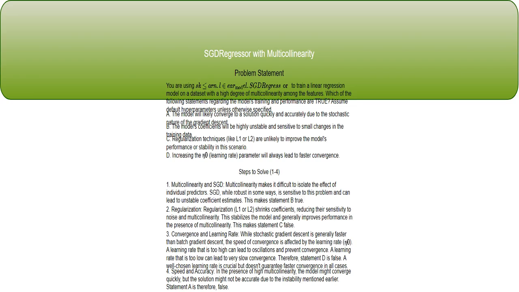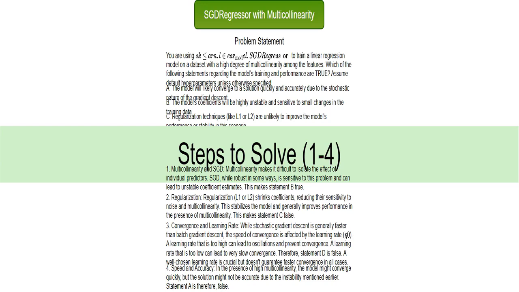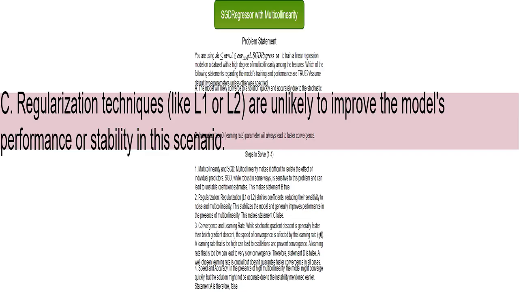I'm setting up the scenario. We're using a specific algorithm, SGDRegressor, and our data has a serious problem, multicollinearity. The question focuses on understanding its impact. I'm guiding you through my thought process to analyze each statement regarding SGDRegressor behavior, which is vital for understanding the effects of multicollinearity. I'm about to explain my step-by-step solution to this multicollinearity and SGDRegressor problem, one step at a time.